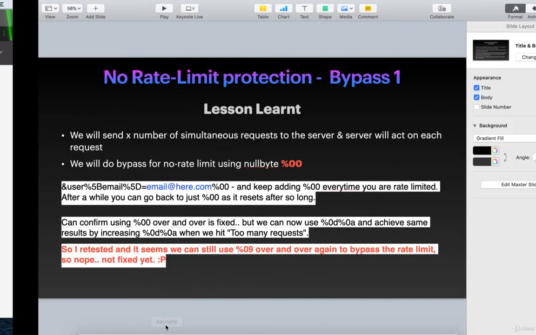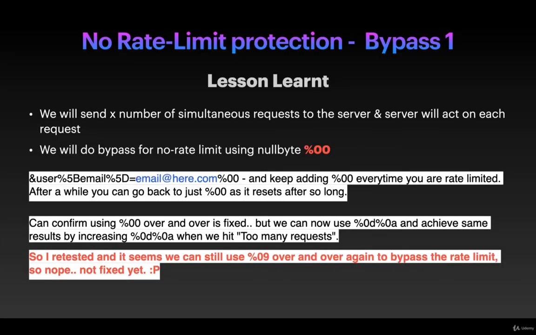Okay, so what are the lessons learned? We will send X numbers of simultaneous requests to the server, and the server will act on each request. We will bypass the rate limit using a null byte. The first thing that we did was a null byte. As you can see here, we added the null byte at the end of the email address, and keep adding %00 every time you are rate limited. After a while, you can go back to just %00 as it resets after so long. This was the first approach.